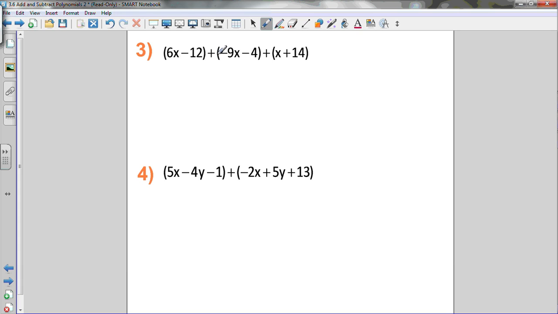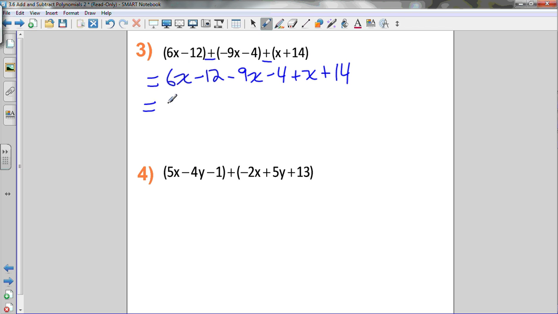Next question. I have 6x minus 12 plus negative 9x minus 4 plus x plus 14. So this one has 3 polynomials that are being added together. Let's just follow the same rules. Whenever I'm adding polynomials, I can simplify by just removing the brackets. So I'm going to do that. I'm going to remove the brackets. So I have 6x minus 12 plus negative 9x. So when I have a positive and a negative beside each other, the negative always wins. So I'm going to rewrite that as just minus 9x. Minus 9x minus 4 plus x plus 14.